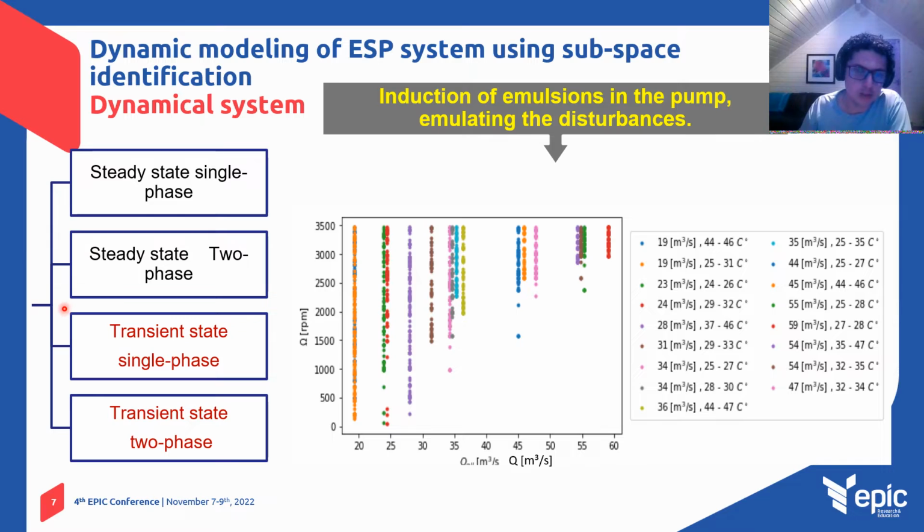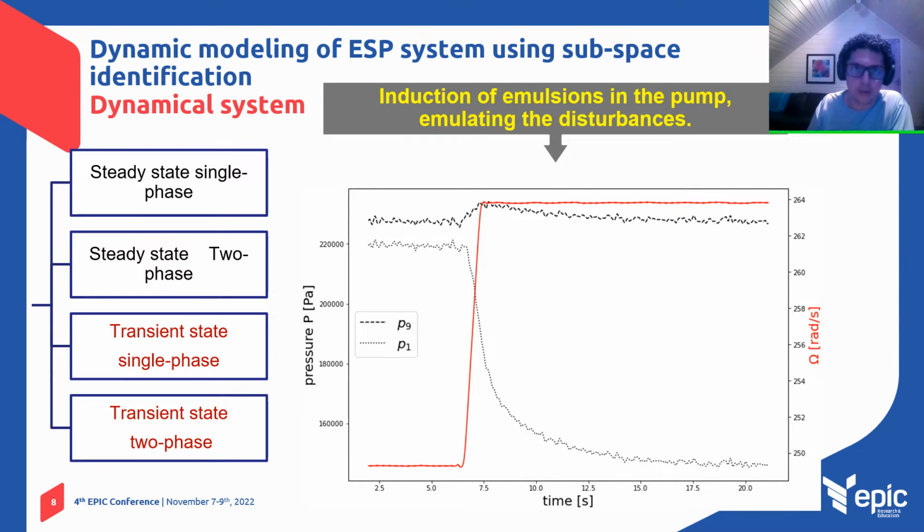In our case, we treated the transient state single phase experiments, considering a series of flow rates between 20 and 60 cubic meters per second. The opening of the choke valve can vary between 0 and 100%, and the speed of the pump varies between 0 and 3,500 revolutions per minute. As you can see, when the operating range decreases with higher flow rate, the pump inlet pressure tends to the cavitation point and the discharge pressure tends to the operational limit of the experimental bench.